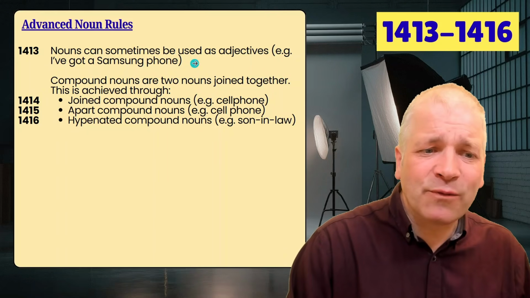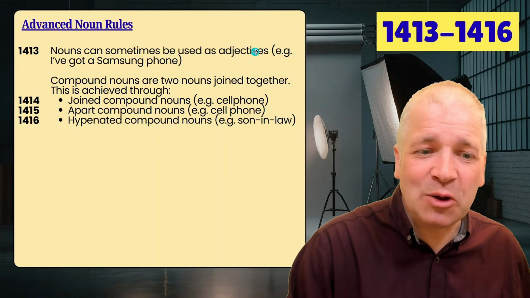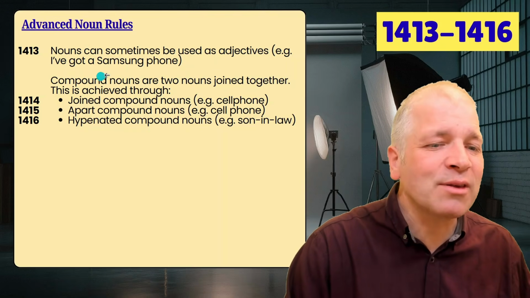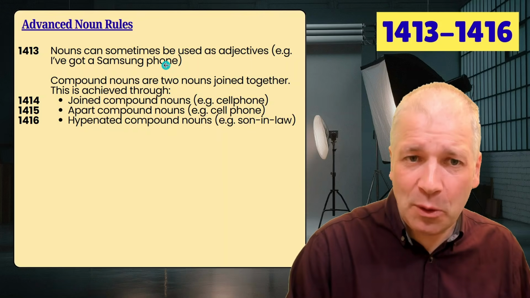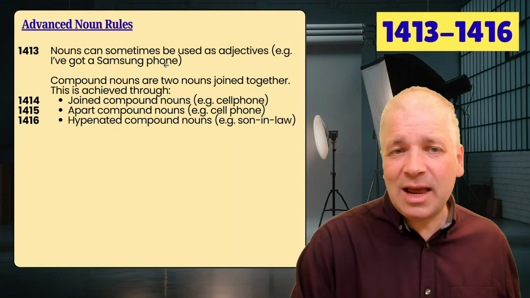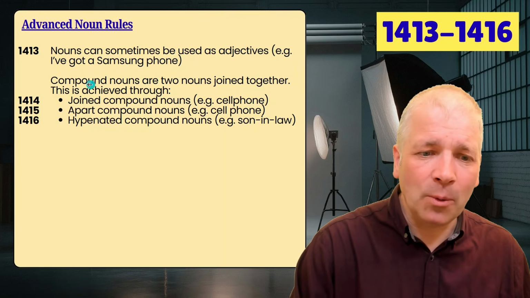But now the advanced noun rules. Now, nouns can sometimes be used as adjectives. I've got a Samsung phone. Well, here Samsung is a noun describing the phone. So nouns can take that place as an adjective. They're describing the noun more.